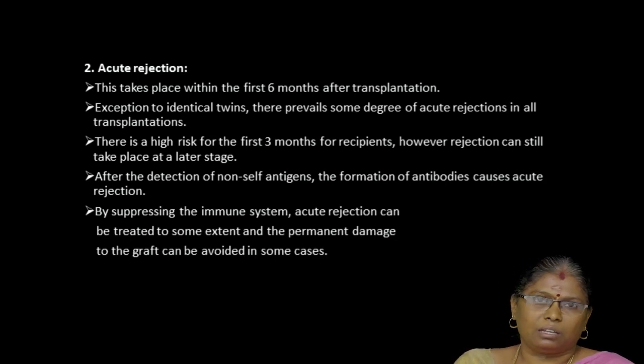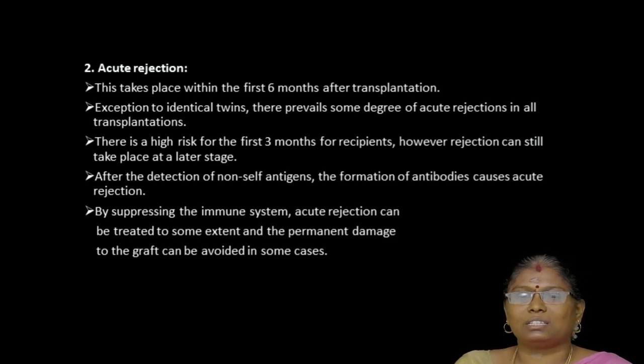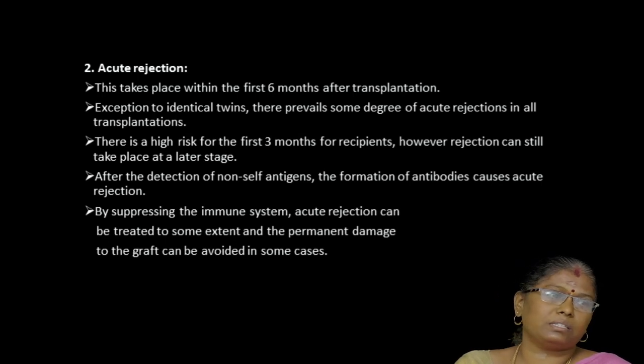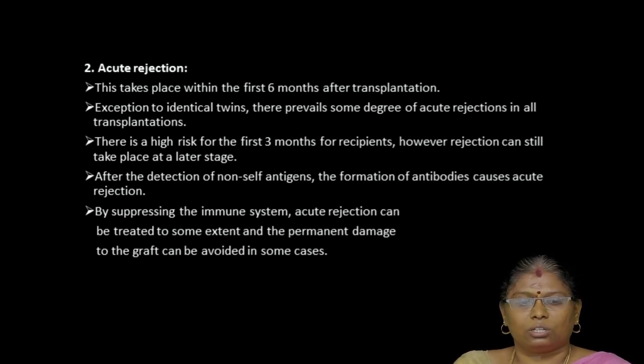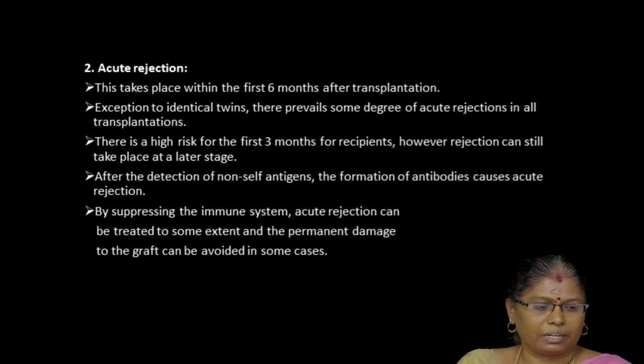Okay, due to a lot of reasons, for example the individual patient's body mechanism, and the next main reason is the dosage of the immunosuppressive drugs, etc. Right? So there is a high risk for the first 3 months for the recipient, and however rejection can still take place at a later stage. So by suppressing the immune system, acute rejection can be treated somewhat with the help of immunosuppressive drugs.